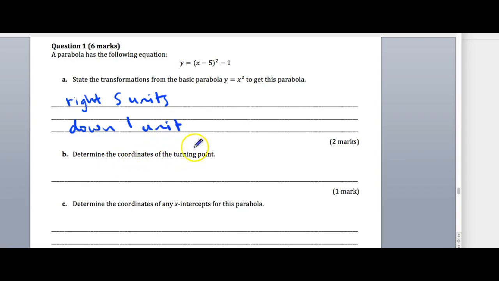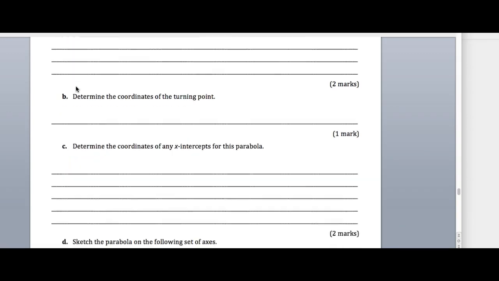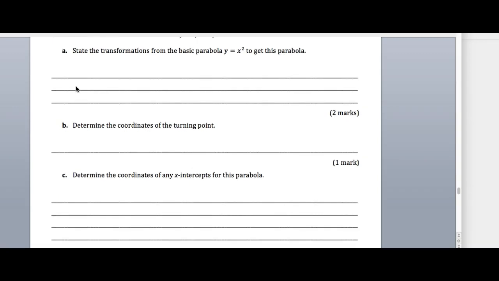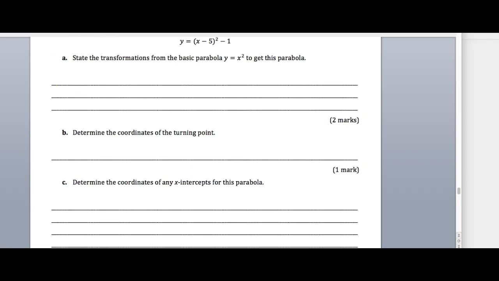Determine the coordinates of the turning point, so that's 5, -1. Determine the coordinates of any x-intercepts for this parabola. Okay, so let's just scroll down. Now, that's worth 2 marks. You can do that on your calculator, but to get 2 marks you should really do it without your calculator. You can use your calculator to check it.